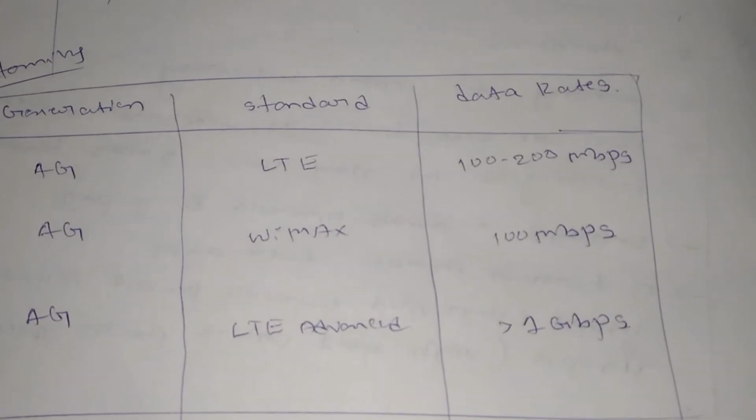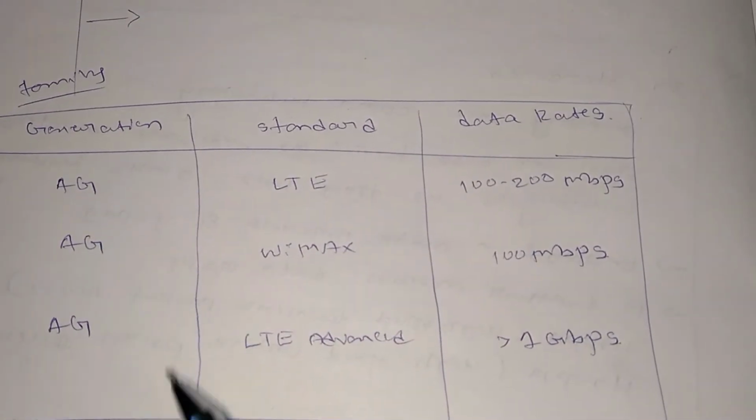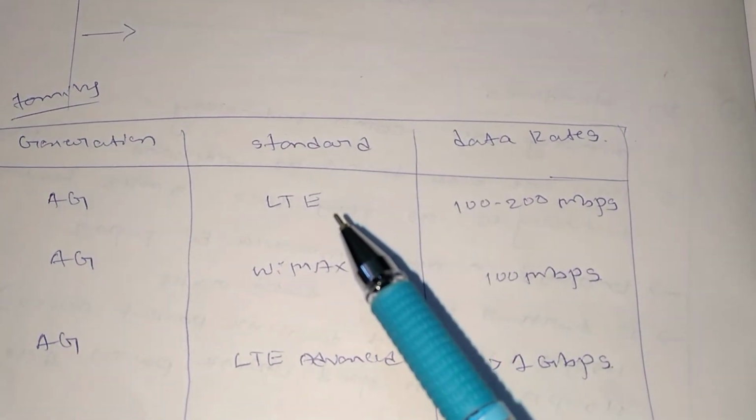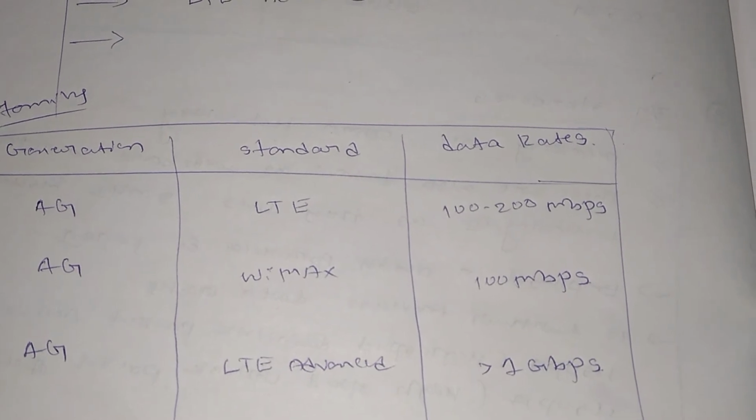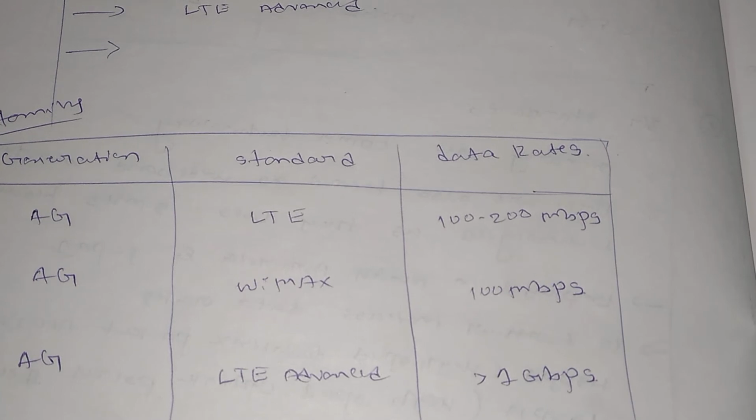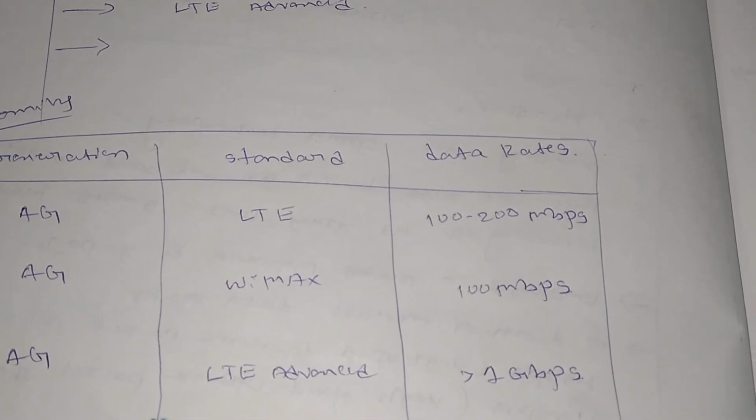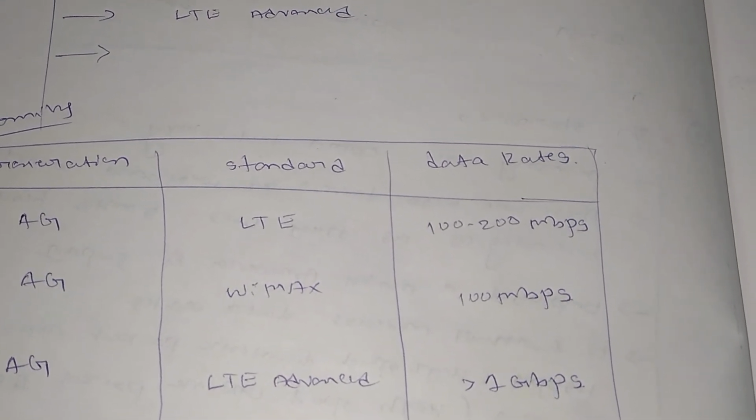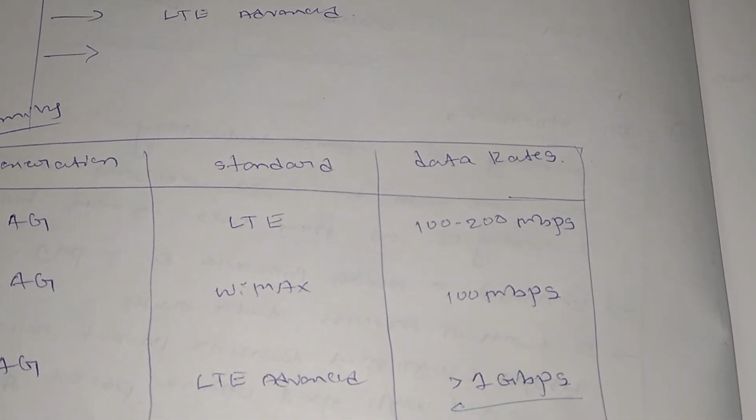Again the same chart: generation, standard, and data rates. Here we have three generations. The first is the standard LTE, long term evolution, which provides typical data rates between 100 to 200 mbps. The second standard is WiMAX, which provides data rates up to 100 mbps. The last one is 4G LTE Advanced, which provides data rates greater than 1 gbps. That's the highest data rate ever recorded.